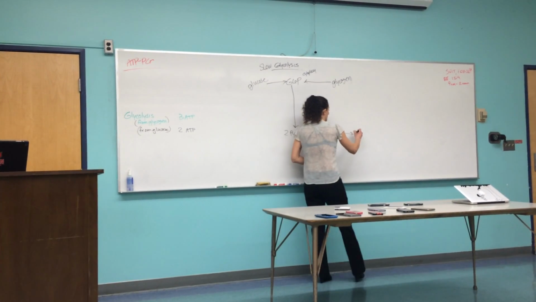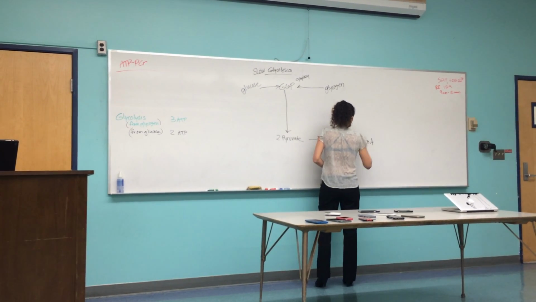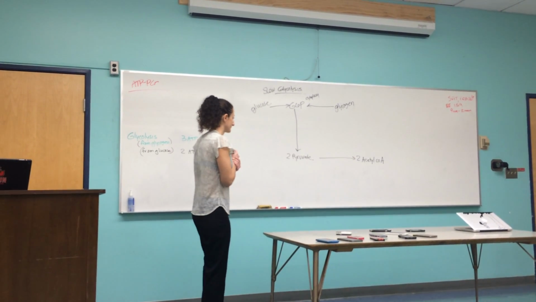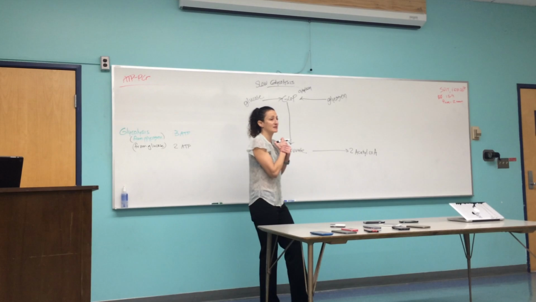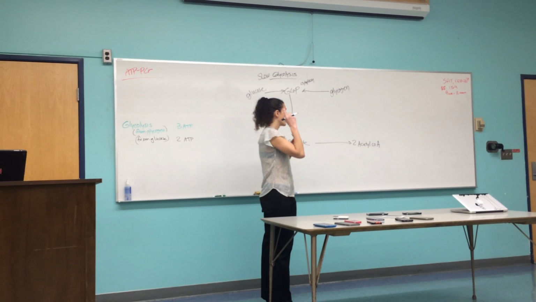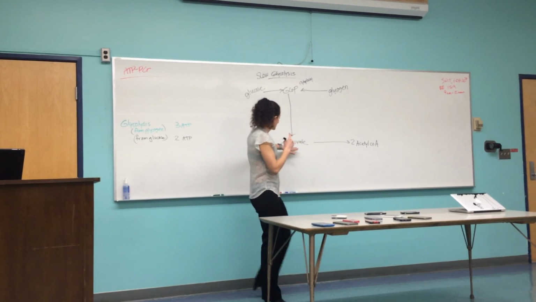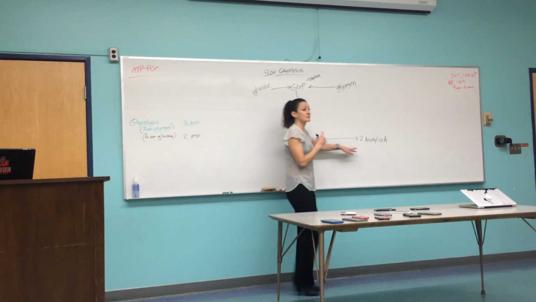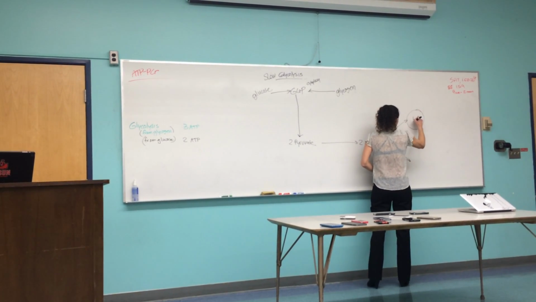This pyruvate will become acetyl-CoA. It stands for acetyl-coenzyme A, but you can just call it acetyl-CoA, that's fine. Acetyl-CoA is important because acetyl-CoA is your key to get into the Krebs cycle. Okay, you need acetyl-CoA to get into the Krebs cycle. One acetyl-CoA will take you through one Krebs cycle. So each pyruvate will give you an acetyl-CoA. So since we have 2 pyruvates, we have 2 acetyl-CoAs. That's going to take us through the Krebs cycle 2 times.